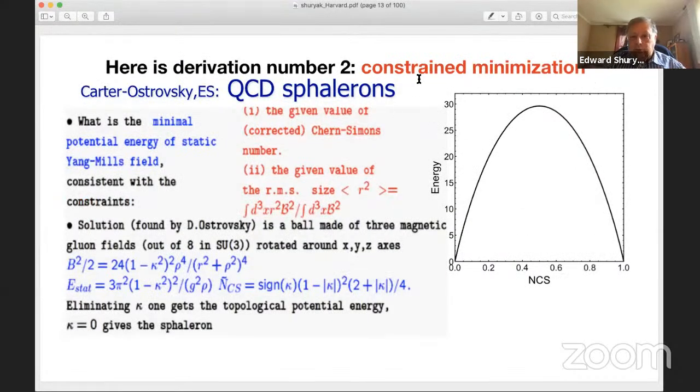The other way we do it is just constrained minimization. That was done by Tim Ostrowski, who was my student at the time, 20 years ago. You simply write the energy of the Yang-Mills field, three-dimensional, which means the integral of magnetic field squared, plus a Lagrange multiplier times Chern-Simons number and a Lagrange multiplier times this ratio, which gives you the root mean square radius, because it is necessary to fix the radius and Chern-Simons number. After that, we get a solution, and the solution can be read parametrically from this line. So you see, as a function of kappa, you get energy and Chern-Simons number. Together they give this plot. Kappa equals zero corresponds to the middle. It gives Chern-Simons number half and energy three pi squared over g squared rho, where rho is the size.